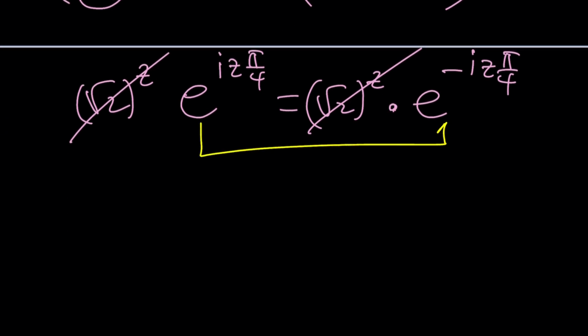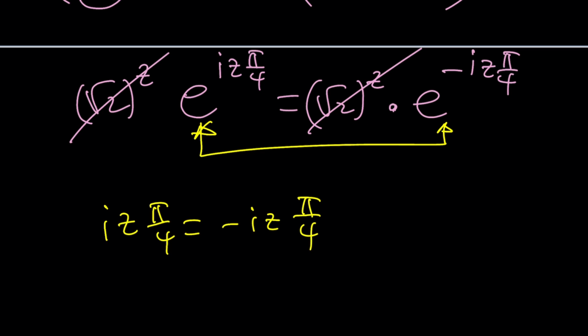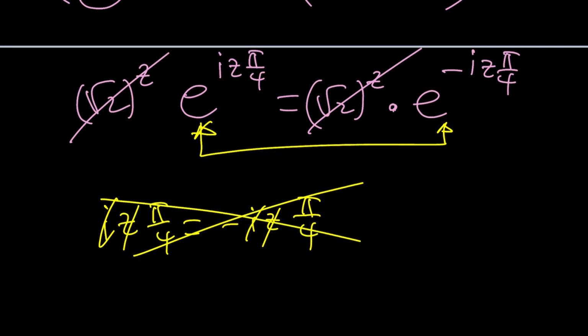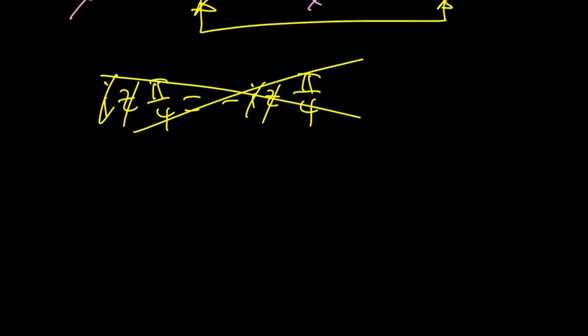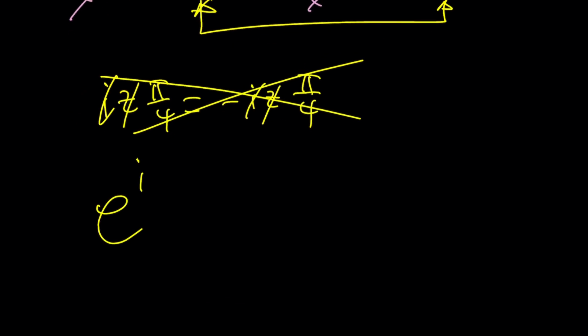Now, at this point, if you say, oh, okay, they're equal, i z pi over 4 equals negative i z pi over 4, then you're going to run into a lot of trouble because you're going to be saying something like, okay, pi over 4 equals negative pi over 4. That's not true. Why is that happening though? Because we do have the following interesting scenario.